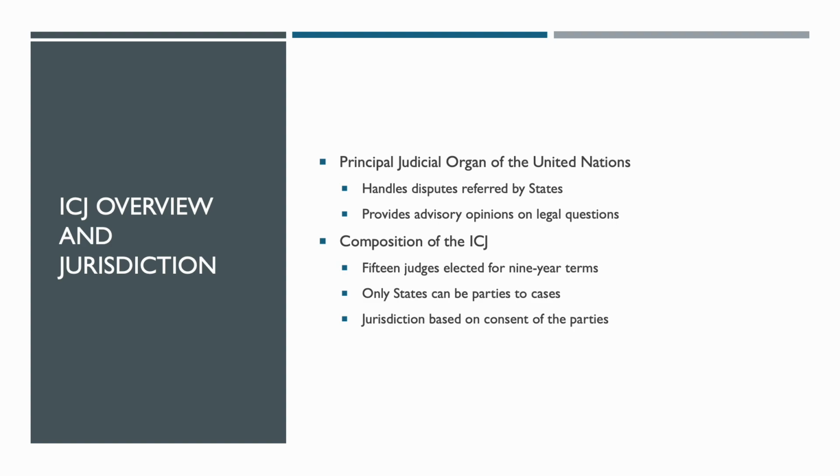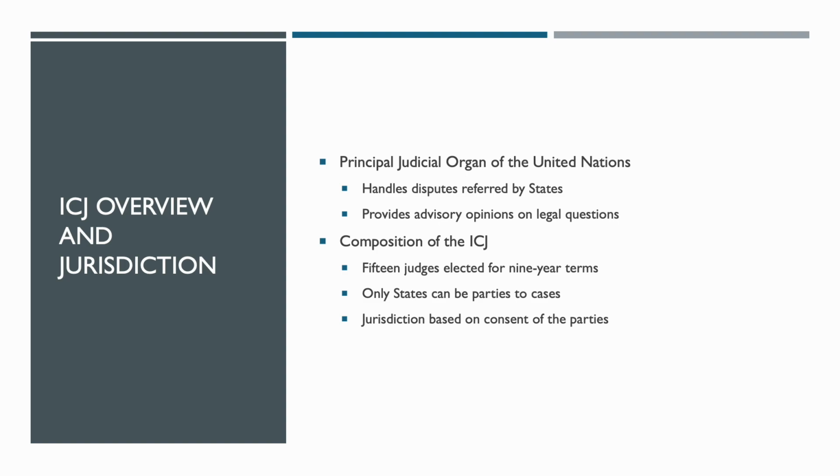The International Court of Justice, the ICJ, is the principal judicial organ of the United Nations. It has jurisdiction over disputes referred to it by states and matters provided for in the UN Charter or treaties. The ICJ can also give advisory opinions on legal questions.